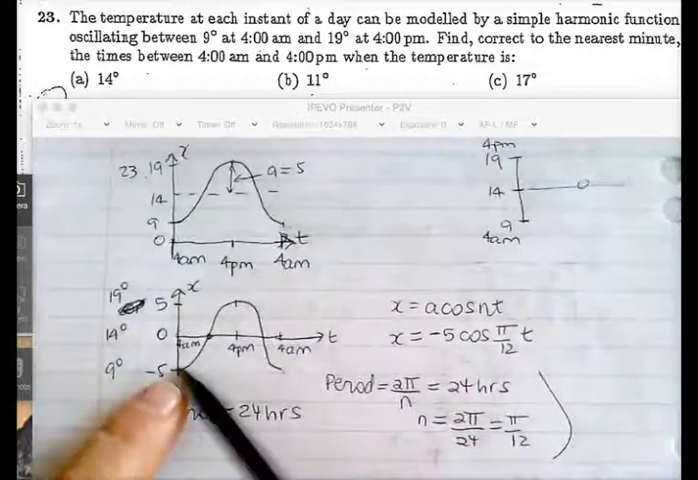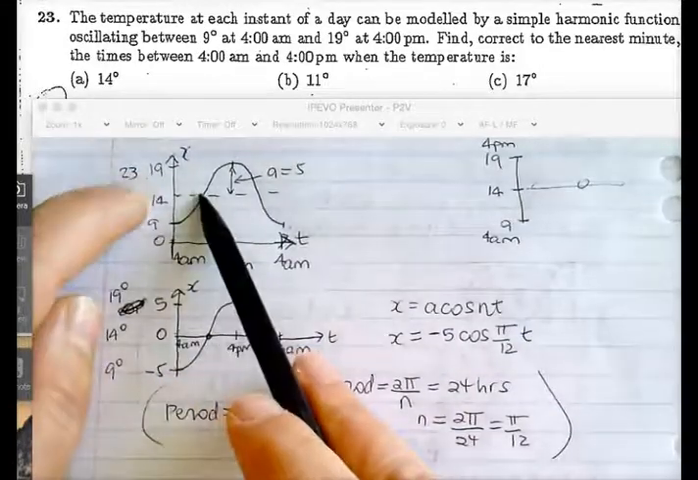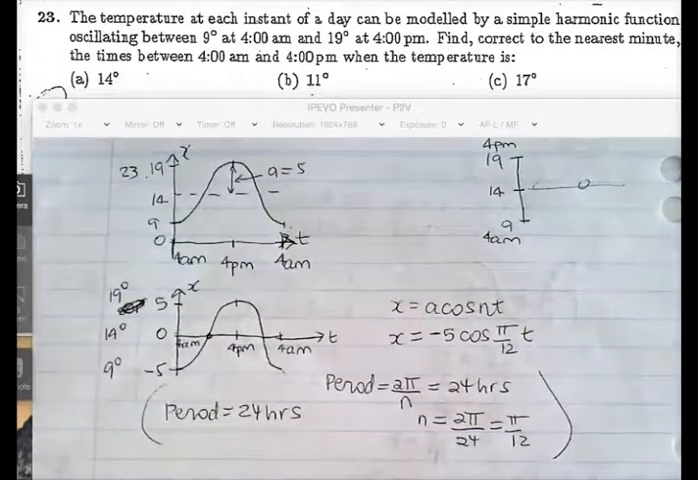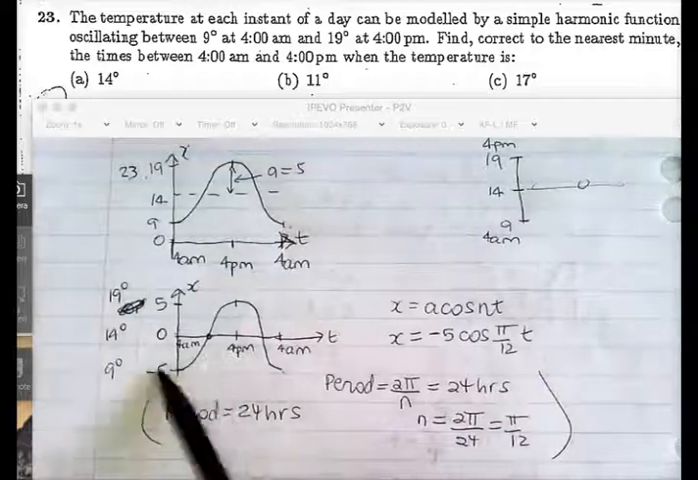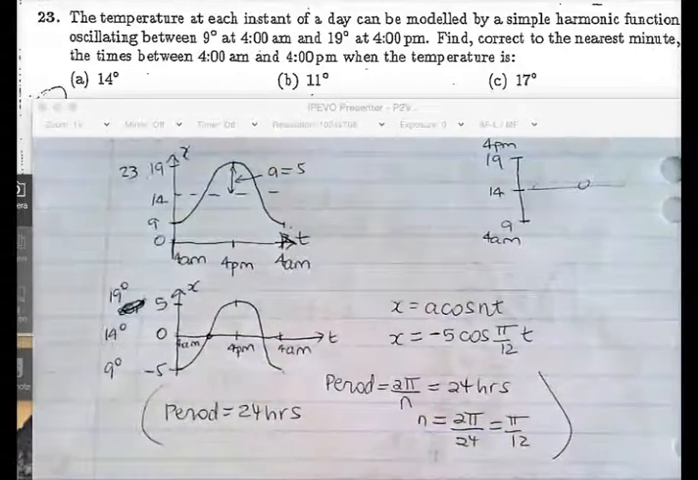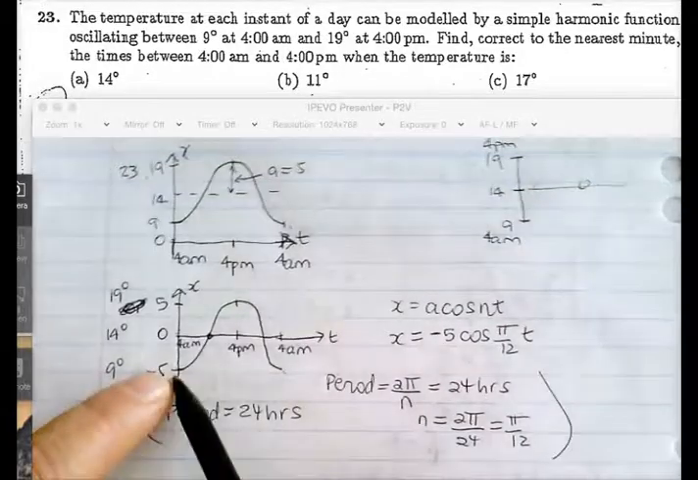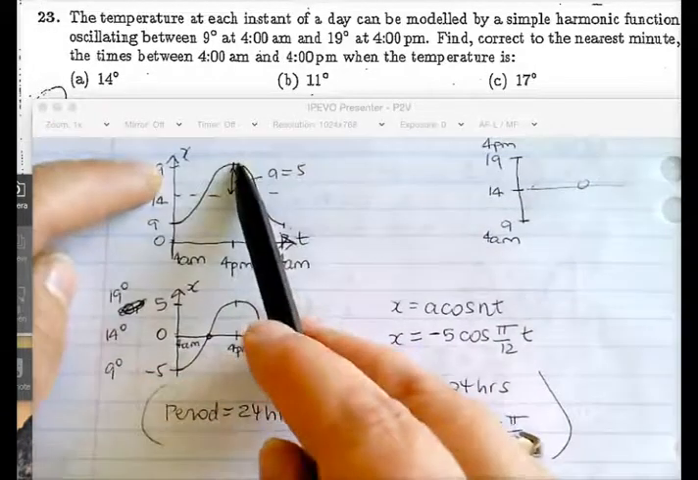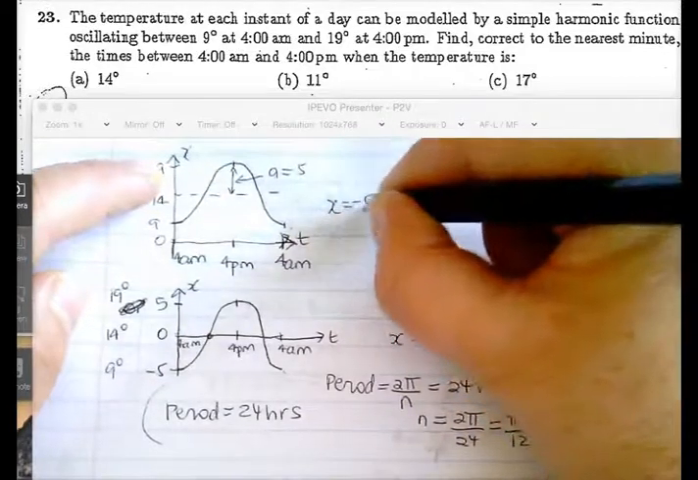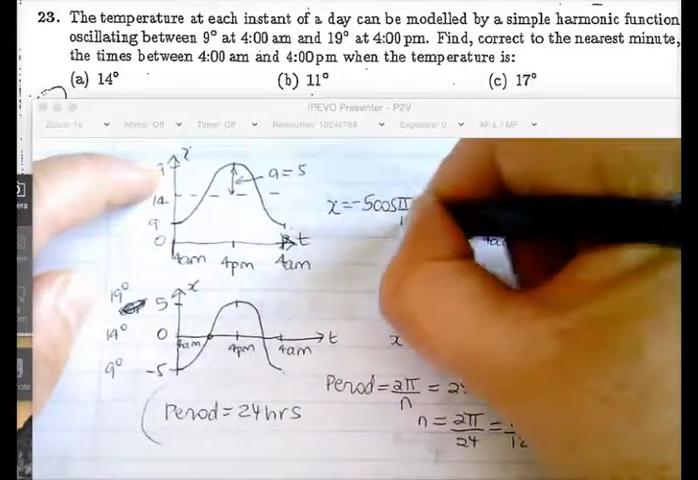Now, that's if you use this one. If you decide to use the top curve, you just go plus 14 on the end, if you want. See the difference? All right? So that's for this one. If you want to do that one, you would put plus 14. This is the equation of this one. If you want to write the equation of this one, it would be x is -5 cos pi on 12 t plus 14.